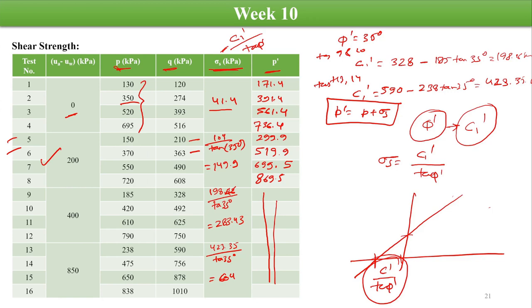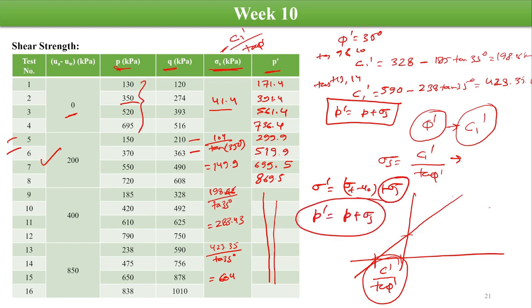From this sigma s, we can make use of the formulation sigma dash is equal to sigma t minus ua plus sigma s. So here we can write p dash equal to p plus sigma s. So from this formulation we can calculate all these values. So please have a look at how we have solved this one, and do let me know if you have any problems.